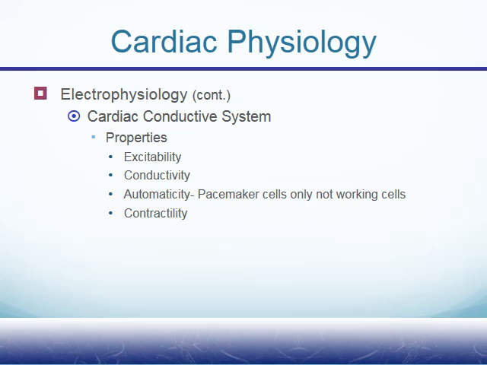All right, we're going to talk about the electrophysiology of the cardiac conductive system. There's four properties that we need to be familiar with. That's excitability, conductivity, automaticity, and contractility. And we'll get into those in more detail. Automaticity refers to the pacemaker cells, not just the contracting cells in the myocardium, but the pacemaker cells that keep us with a heartbeat.